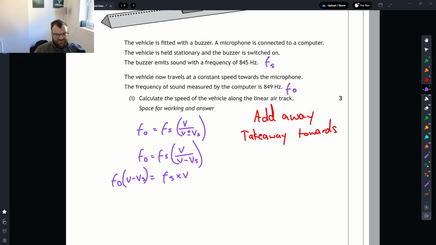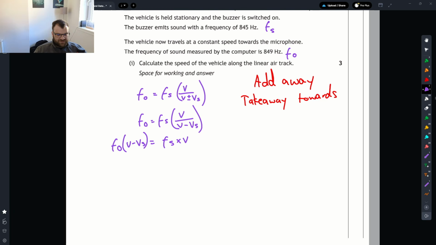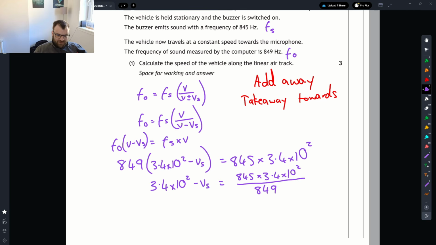So the V minus Vs, I'm not really liking on the bottom, moving that across and multiplying by it. And then I can start plugging in some of the numbers that we've got, making sure we're putting the Fs and the Fo in the right places. Some more rearranging, taking the 849 over to the other side, divide by it. And then I am wanting to swap them around so that I can get Vs as a positive value. So I'm taking the Vs, moving it to the opposite side. I'm taking that whole fraction and moving it to the other side and taking it away.